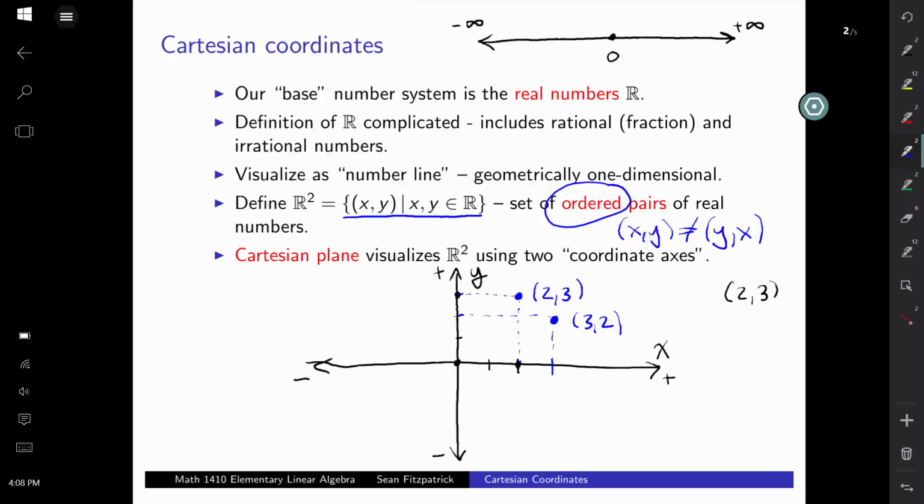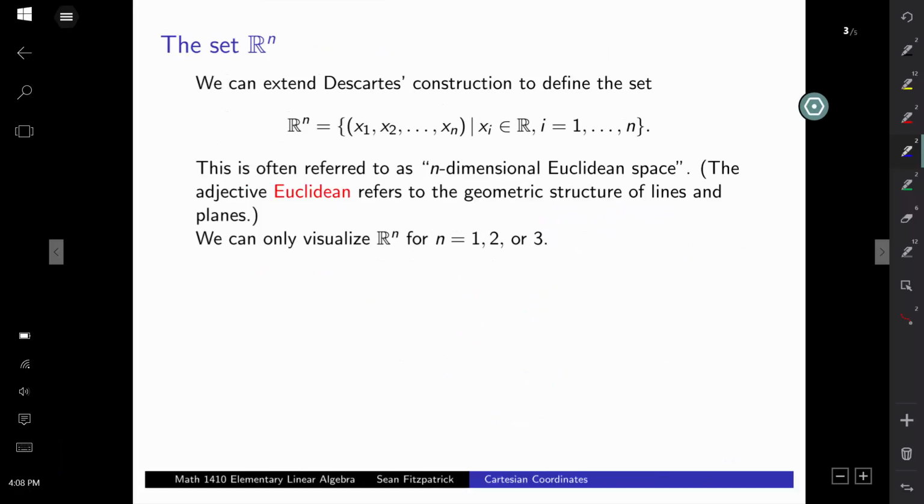So what we do now is you take this idea and you extend it. You say you don't have to stop with 2 variables. You could extend to 3 variables. So you say R3: x, y, z. You add a z coordinate, and so on. But you don't actually have to stop at 3. You can consider any number of variables.